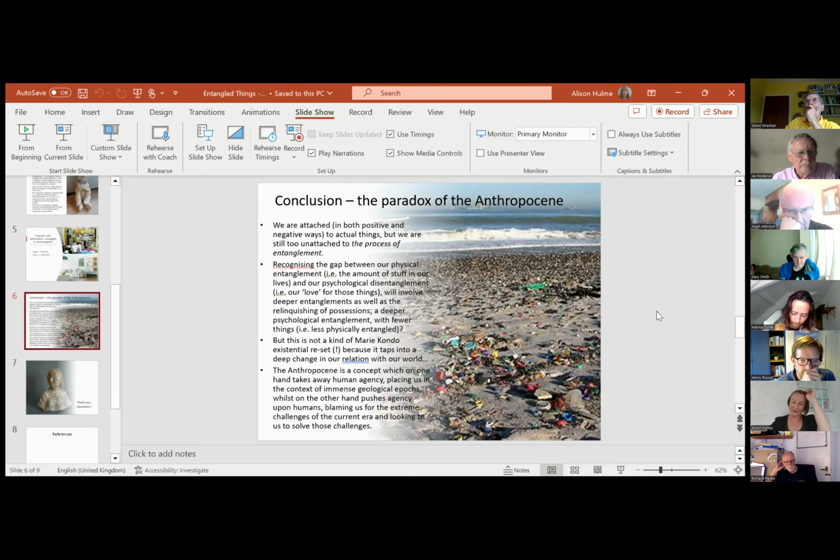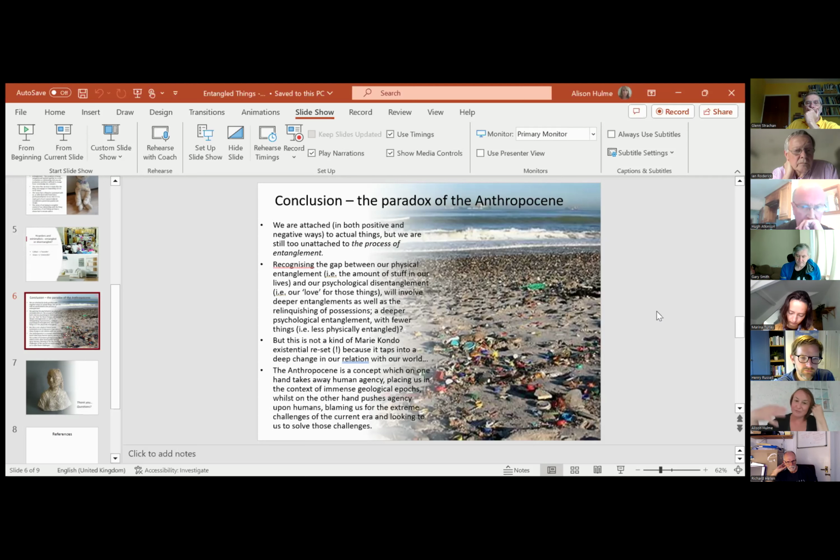But I want to be very careful here, because this naturally would take us down a kind of Marie Kondo path, but in a kind of Marie Kondo does existential crisis, which is not where I wish to go at all. But it taps into a deeper change in our relation with the world, I feel.